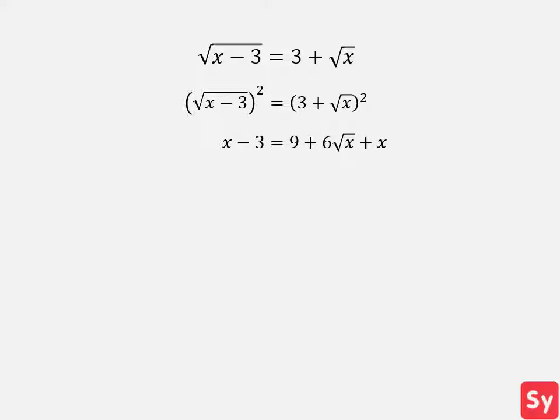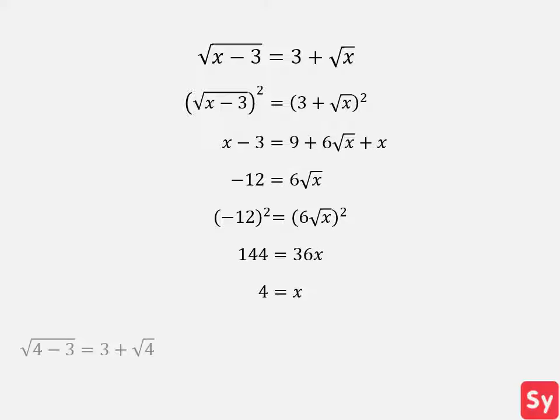We now want to isolate the radical, so we subtract x and 9 from each side. Now we undo the square root by squaring each side. This gives us 144 equals 36x. We divide by 36 and get 4 equals x. We check this answer by plugging it into the equation. We see that is not a solution because 1 does not equal 5. So this means that there are no solutions for this equation.